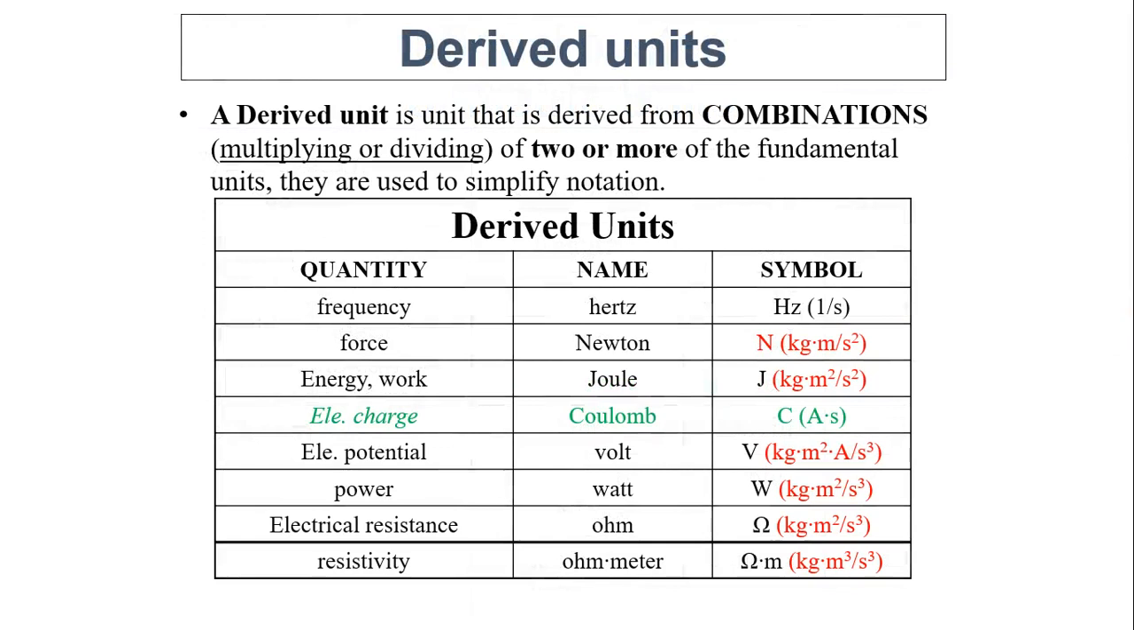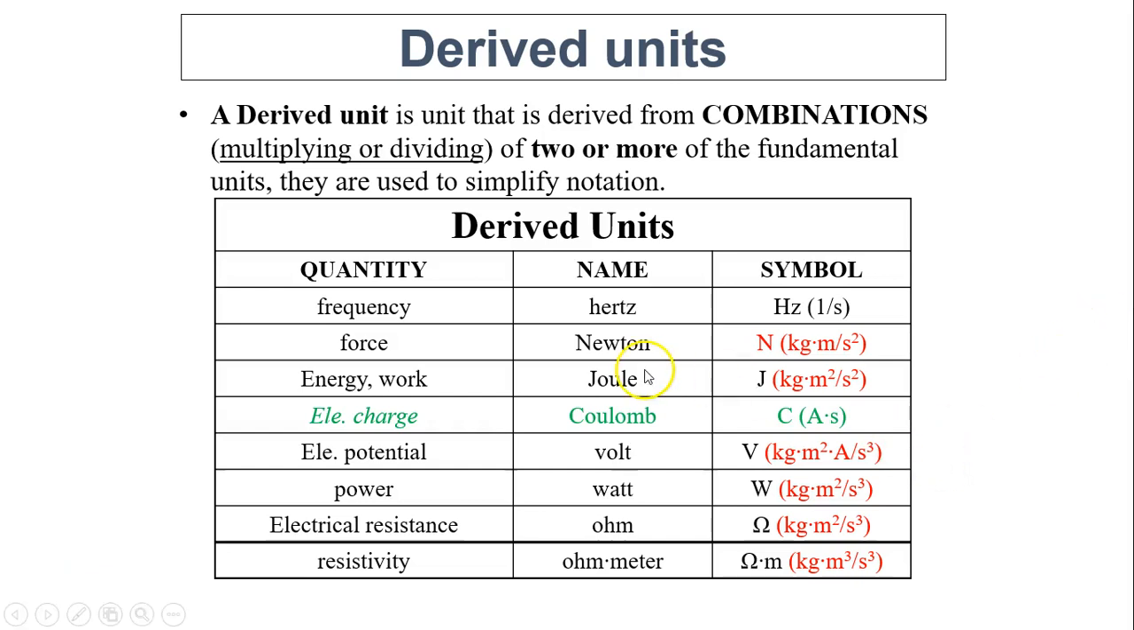So besides the fundamental units, we have derived units. So what is a derived unit? A derived unit can be derived from a combination of 2 or more fundamental units. They are used to simplify notations. An example of a derived unit is Hertz, which is the unit for frequency. Hertz is derived by using 1 divided by the unit of time, which is second. So 1 over second, that is Hertz.